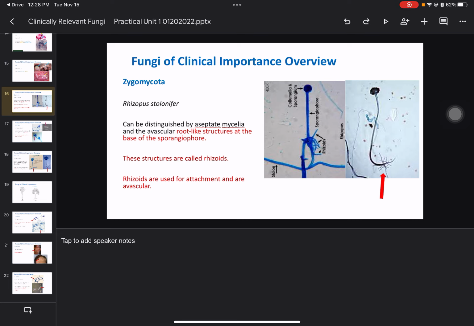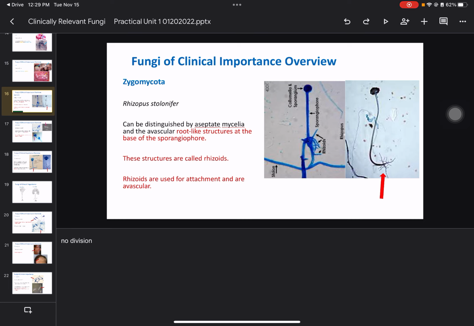So this is a less evolved organism. The spores are inside a vesicle. You remember that? But the giveaway is that there are no divisions within the mycelia. And at the very bottom of the sporangiophore are these root-like structures that we call rhizoids. That is the diagnostic characteristic for this organism.